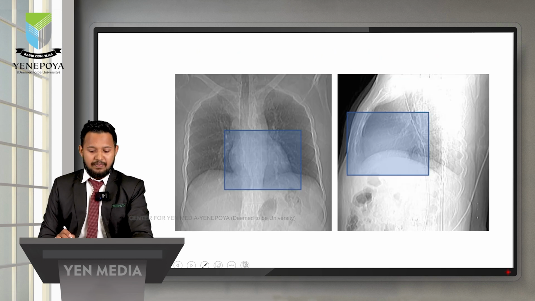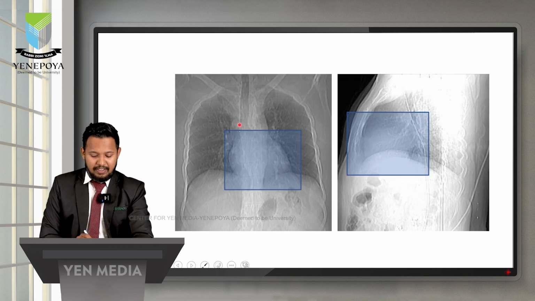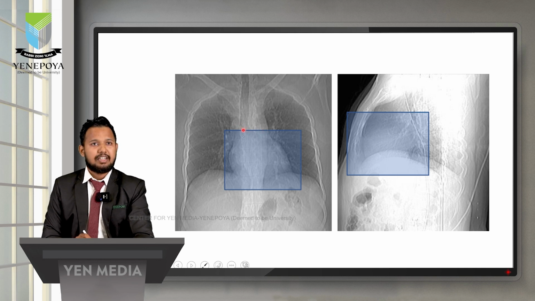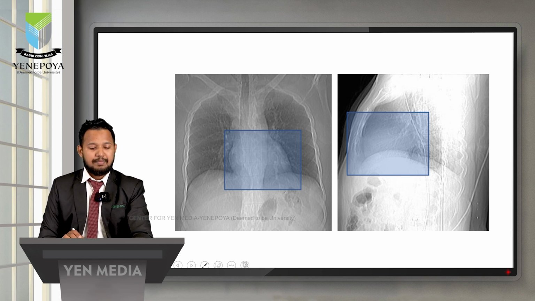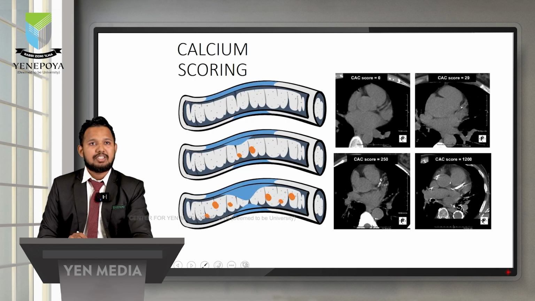For this we have to scan the patient. The FOV will be selected from the carina of the trachea, and then we will cover it till the diaphragm, making sure that the heart is covered for the imaging, and then we take a single acquisition where the heart is imaged.